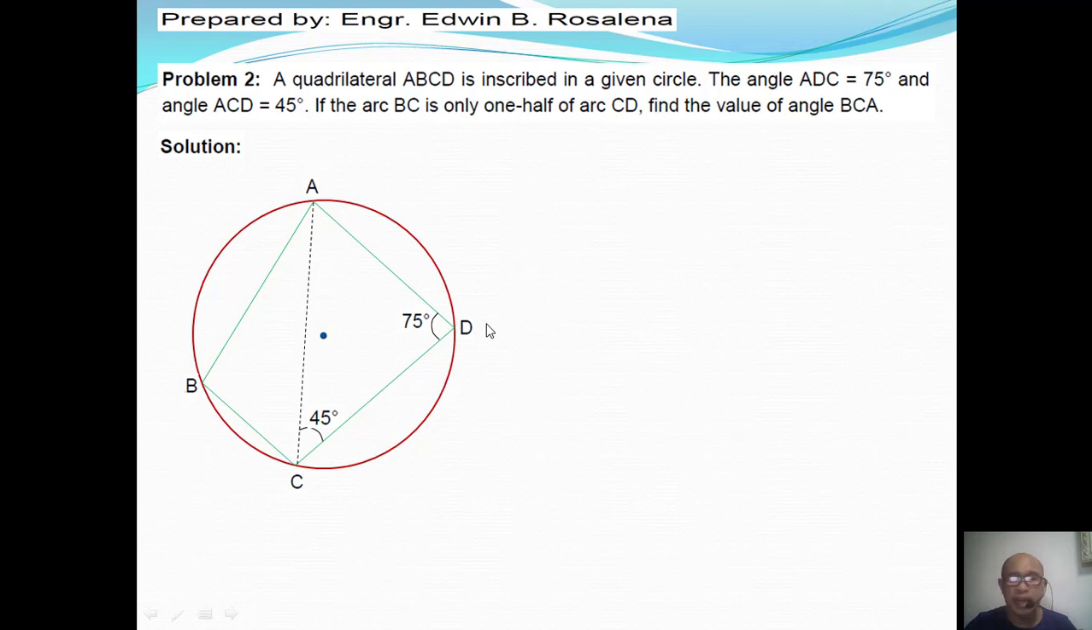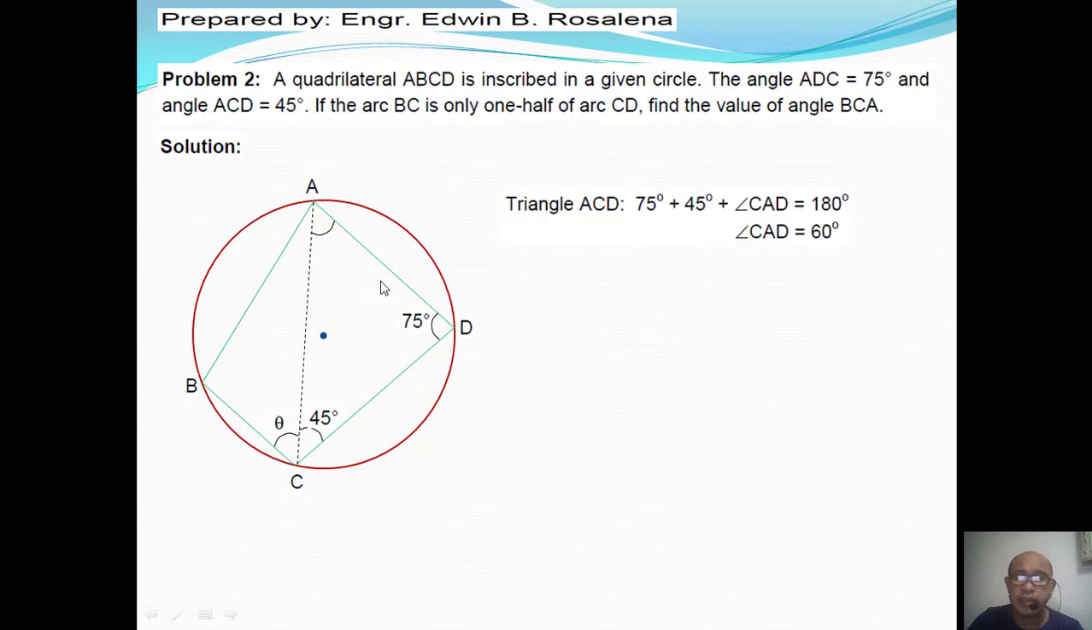Again, we would like to recall that the measure of the arc is equal to the angle at the center of the circle. So the measure of this arc is equal to the angle at the center. I will call the unknown angle theta. That is our aim. What is the value of that angle theta? From triangle ACD, I can solve for this angle. Because this is a triangle, we have two known angles, so we can solve for the third angle.